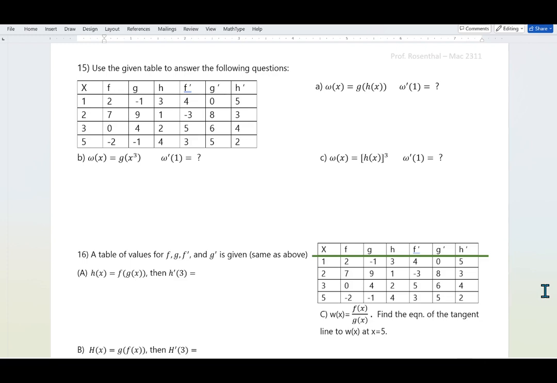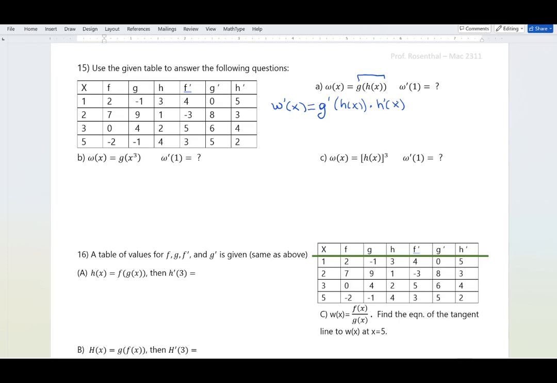I would say before we even look at those values and get all confused, I think it's easier to first write down what the derivative is, and then we can go back and pick from the table whatever we need, okay? So let's do that. So the derivative of the w function will be, because it's a composite function, use the chain rule. So take the derivative of the outside, leaving the inside the same. Multiply that by the derivative of the inside. So here I have g prime of h of x times h prime of x.